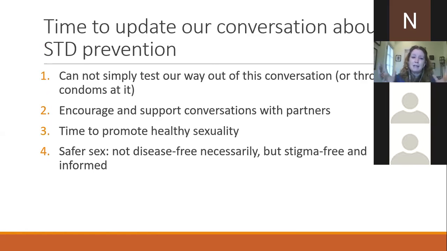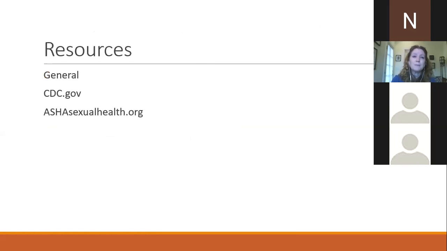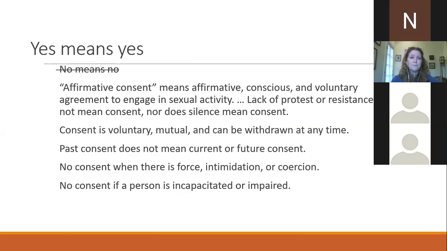So we need to expand our thinking, encourage and support conversations with partners, promote healthy sexuality. So safer sex isn't necessarily disease-free, but it really should be stigma-free, and people should be informed. I gave you some resources here. The CDC is a great place. When you're going to get information on this, I like to recommend pointing you in the direction of really reliable sources, the CDC. And then there's also one called ASHA, American Sexual Health Association, sexualhealth.org.